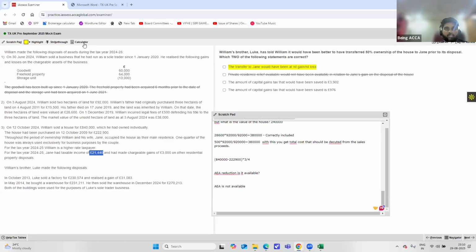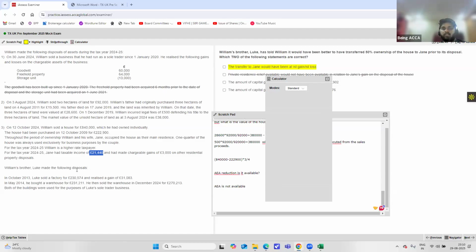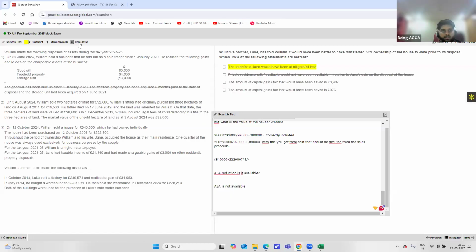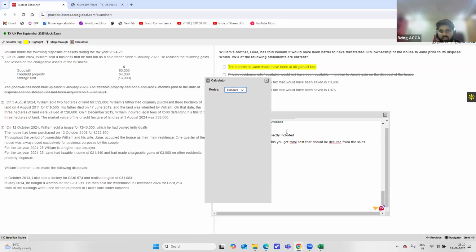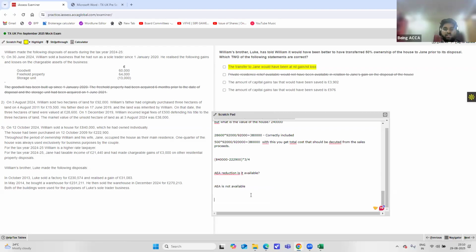So because of this, what will happen? Out of 37,700, 21,440 is already taxable income. So the remaining part of it, not sure why my calculator is not working. Is my calculator visible to you guys? For some reason, I can't see it. Yeah. So how much do you calculate it? For some reason, it is not showing up, guys. So it will be 37,700 minus 21,440, will be taxed at what rate?